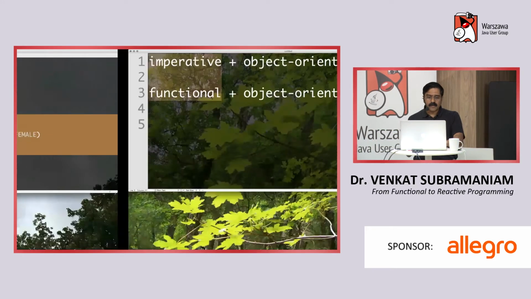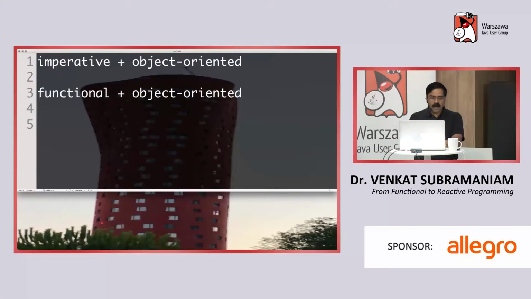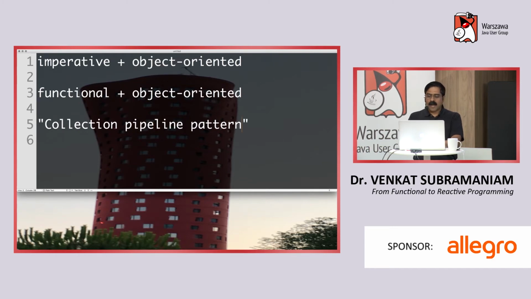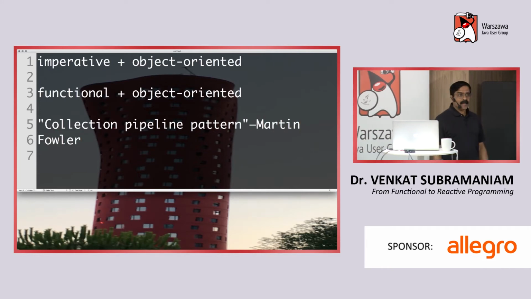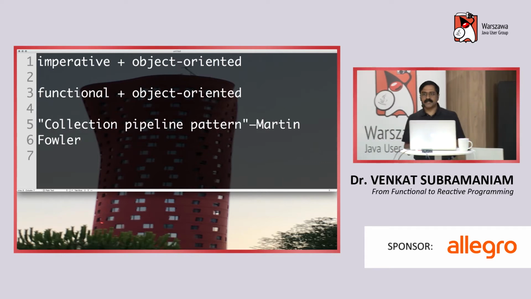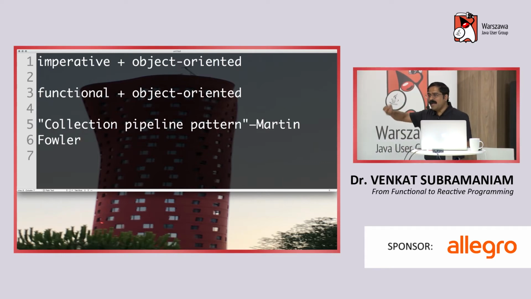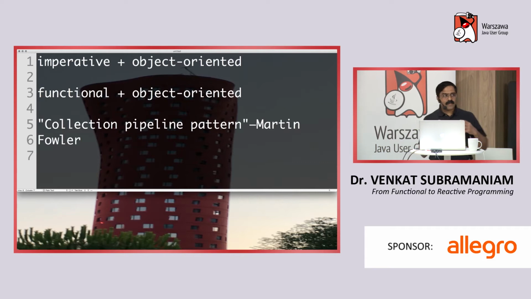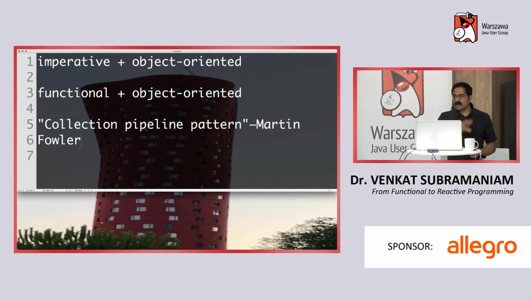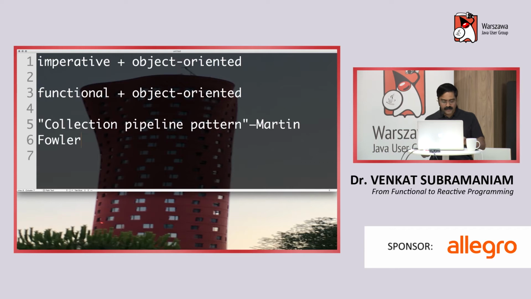If you're interested, Google for this beautiful blog that Martin Fowler wrote. It is called the collection pipeline pattern. This is a blog post by Martin Fowler, and he talks about how we take the collections and run them through this pipeline of operations. And that is one of the biggest benefits we get out of this, this function composition.